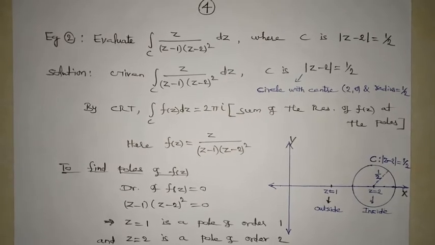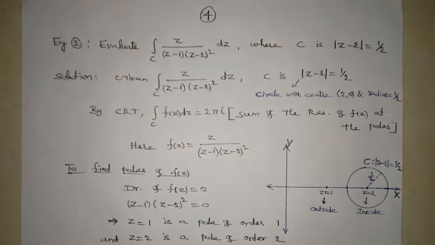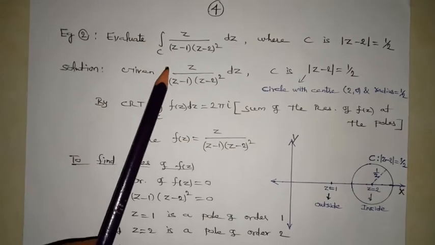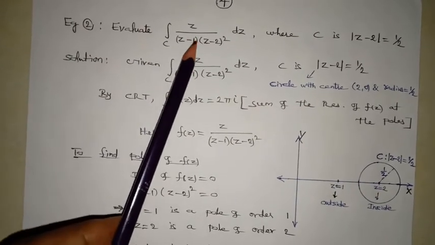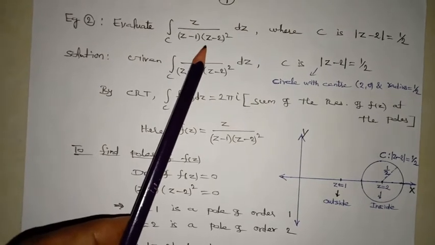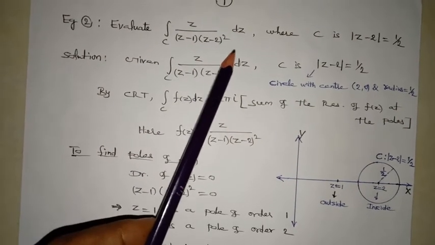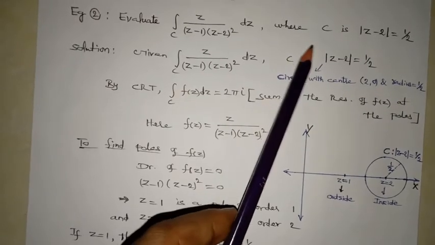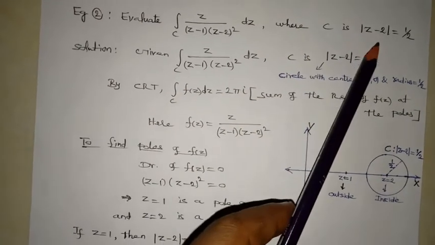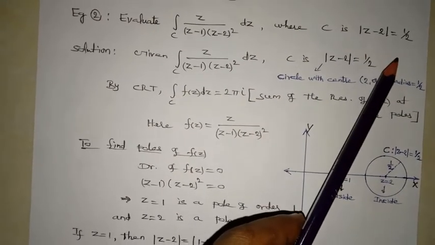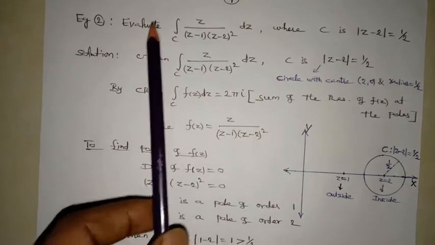Next, we are going to solve this problem. Evaluate the integral over C of z divided by (z minus 1) times (z minus 2) whole square dz, where C is modulus of z minus 2 equal to 1 by 2. Now, how to solve this?